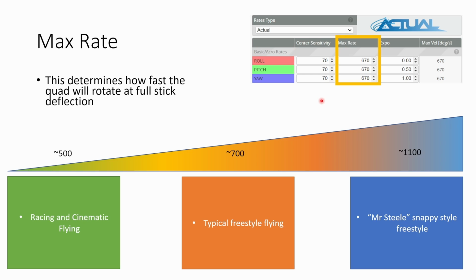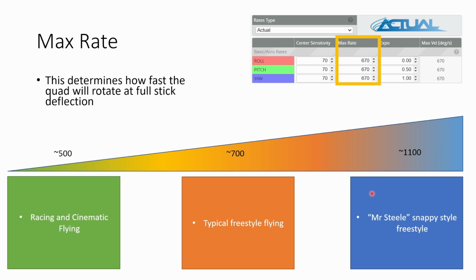Max rate determines just how fast the quad is going to rotate at the full stick deflection. Racing and cinematic flying, they tend to go for a lower max rate, something around 400 or 500 degrees a second. I know Evan Turner, 533 for him, of course. Typical freestyle flying tends to be around 700, and the Betaflight default is 670. And really snappy style freestyle flying tends to have a higher max rate, something around 1100 degrees per second or even a little more than that.